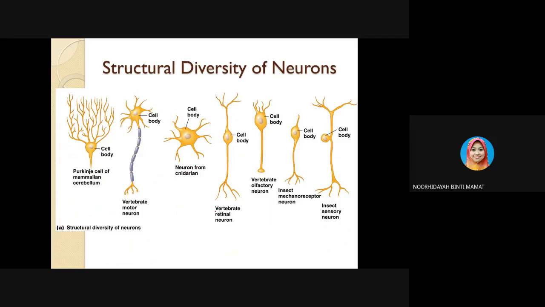So this is the neuron in the vertebrate retina. This is the structure of the neuron in the vertebrate olfactory neuron. This is what the insect mechanoreceptor neuron looks like. This is what the insect sensory neuron looks like. So this is the structural diversity of neurons. They have different structures.